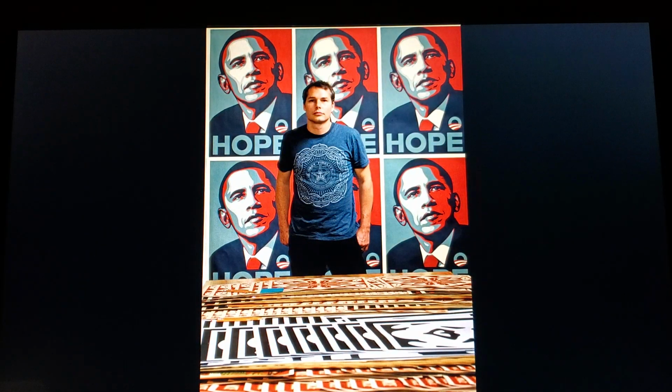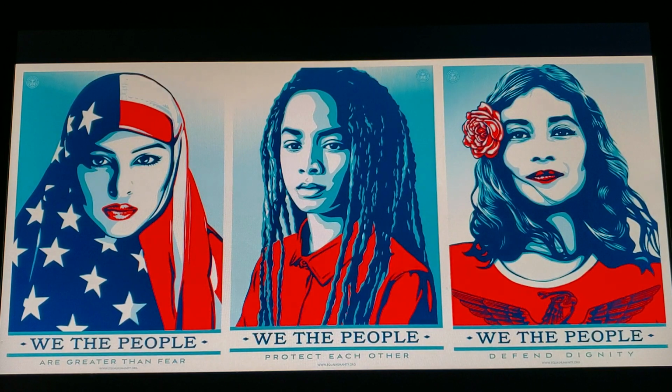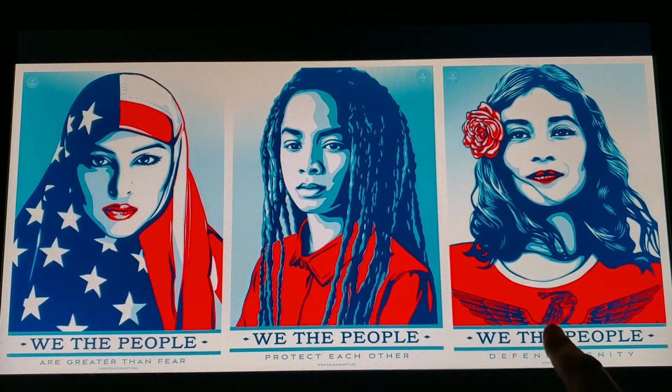So here's a picture of Shepard Fairey standing in front of those posters that he made, and that's what he looks like. Here's some other posters he made, and you'll see these other posters are very similar. And you're gonna see a common theme. Most of them have some type of social message he's trying to get with these images. Now, if you look at the woman on the right over here, it says defend dignity, and she's got a symbol on her shirt here.